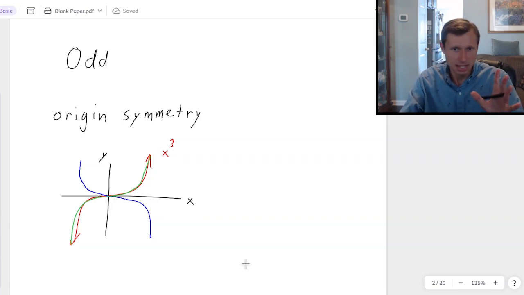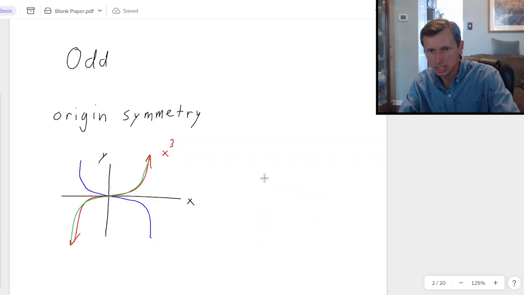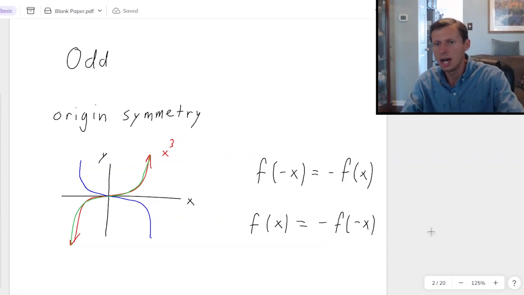But regardless, the important thing is the third thing, that all odd functions have the following property. f of negative x is equal to negative f of x. Or if you prefer, f of x is equal to negative f of negative x. That's another way you can write it. I usually don't like the second way because I think it's a little confusing. I like the first way. And so that's the version I'm going to be using today.